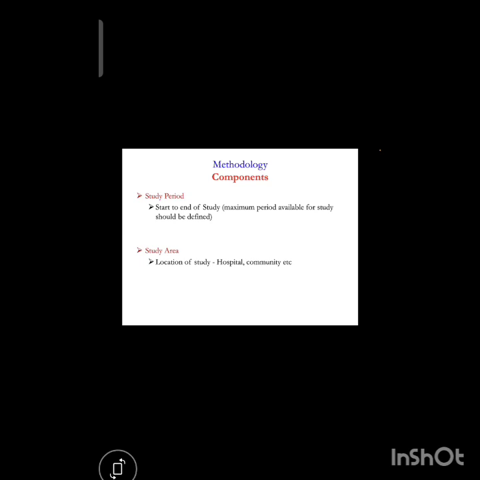For example, if you are doing a study in a tertiary care center, the majority of patients will be referred patients. They will be high risk patients, and hence you cannot generalize the outcome of these patients to a primary care center, because they may not be getting such high risk patients there, and so study area becomes important.